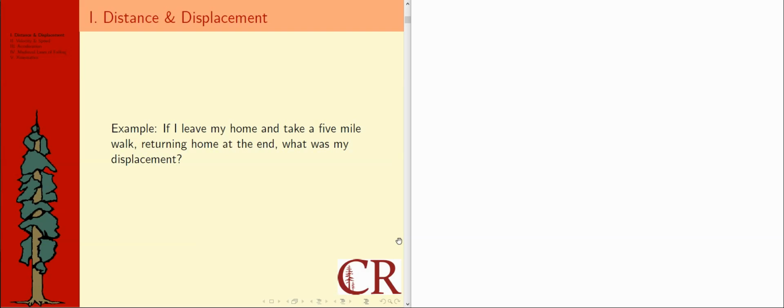If I leave my home and take a 5-mile walk, returning home at the end, what was my displacement? It might be tempting just to immediately say, well, the answer has to be 5 miles. That's what's given to me there. That must be the answer, right? But really, what does that 5 miles actually represent?